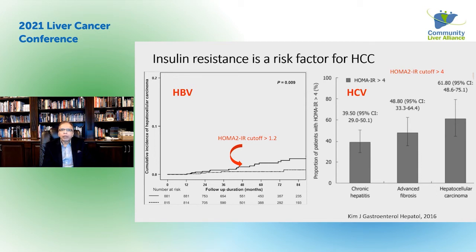Again, if you look at patients who developed hepatocellular carcinoma, they had a much higher level of HOMA2-IR with a cutoff greater than 4, indicating insulin resistance being a risk factor for HCC in both patients with hepatitis B and HCV. Next slide.